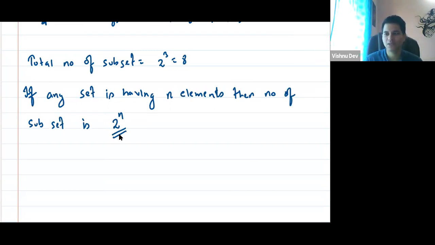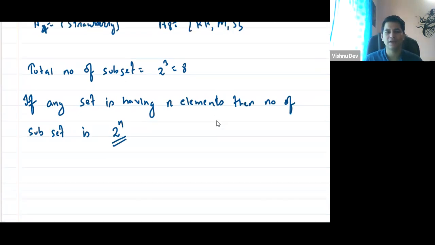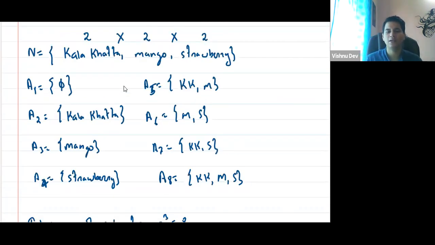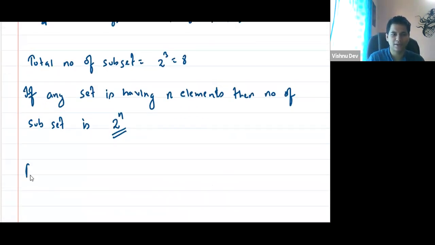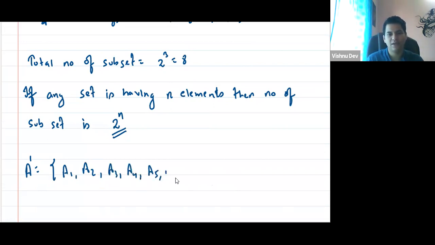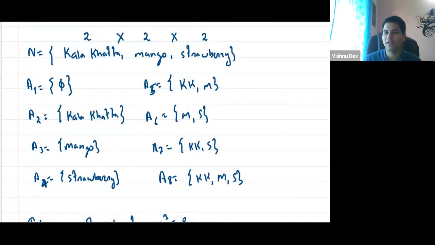Now suppose someone is writing a set which will contain all these options. If I'm writing a set A dash which will contain all the sets A1, A2, A3, A4, A5, A6, A7, A8, what are they? They are the subsets of n. Agree? Raise your hand. Is everyone understanding?